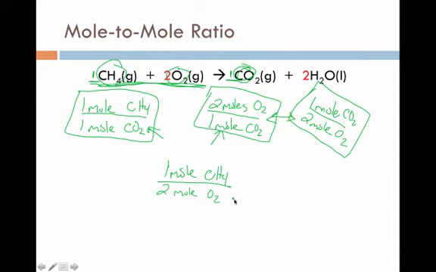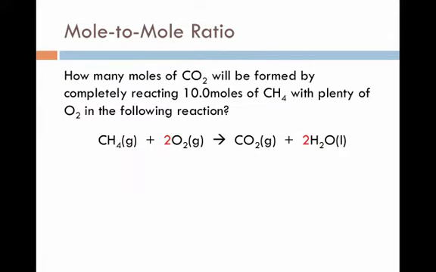It's still a valid ratio, and this would allow us to predict how much oxygen was needed to react with a certain quantity of CH4. Any of these are valid, and again, it's going to depend on the context of the question itself. I think it's time that we actually take a look at an actual question.